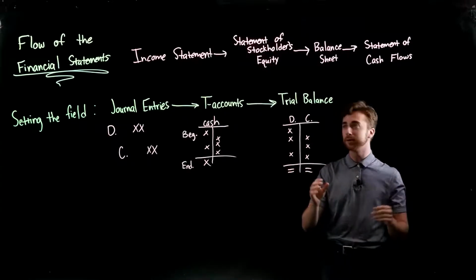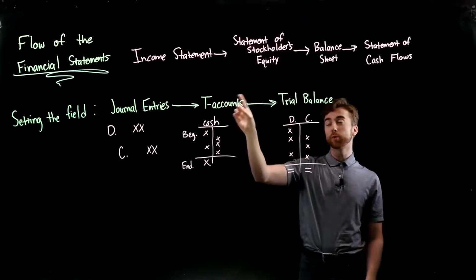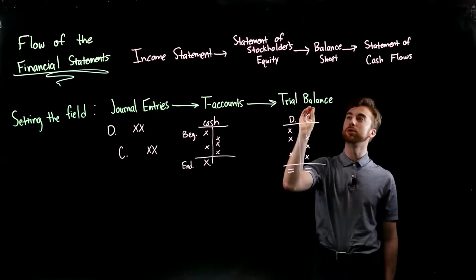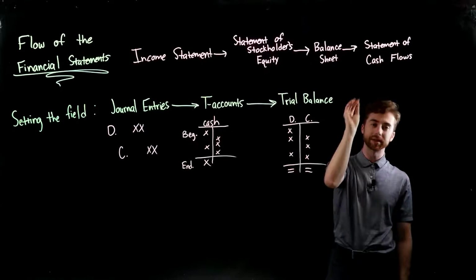Just as an overview to start with, the overall financial statements and the order that you go in starts with your income statement, which goes into your statement of stockholders' equity, which goes into your balance sheet, and finally you finish up with the statement of cash flows.